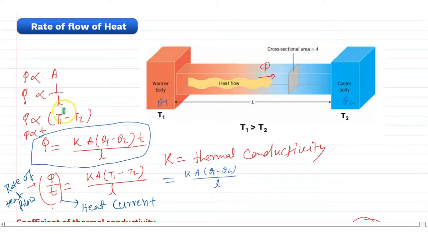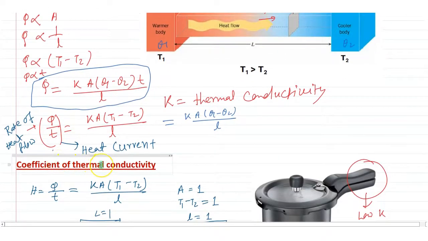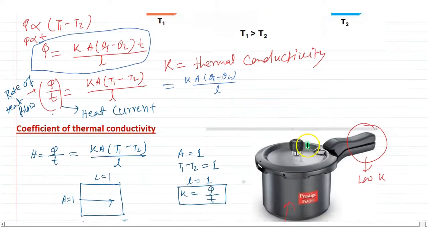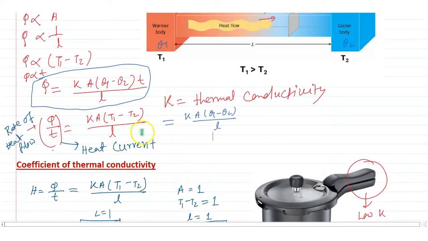The rate of heat flow is called heat current. You know, in electricity, current is the rate of flow of charge. Here, for heat conduction, heat current is the rate of flow of heat energy. And you can say water current is the rate of flow of water. So KA T1 minus T2 by L, where K is called conductivity.